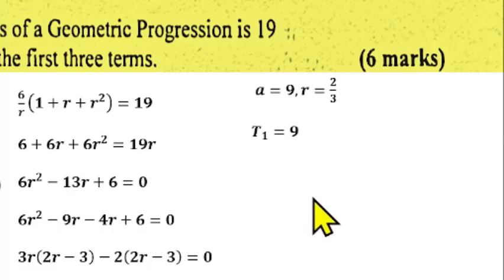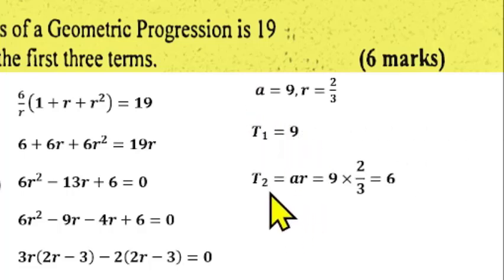Then we can now find the second term, t2, which is ar. The first term, a, is 9, multiplied by r, which is 2 over 3. So 3 can go in, and that gives us 3 times 2, which is 6. So the second term is 6.